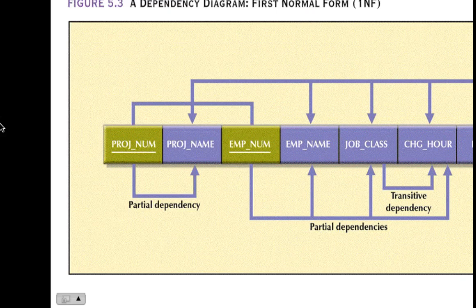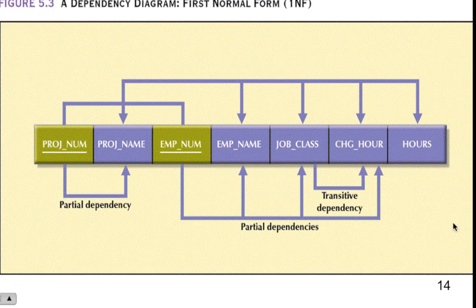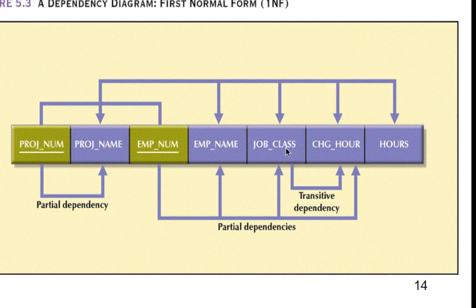We also have partial dependency going this way, the number of hours charged, the job class, the employee name, and the employee number. Because what we could have is different job classes associated with them; the employee name and the employee number are probably going to be consistent, perhaps. We have transitive dependencies with job class and charge per hour. We get the job class from charge per hour and vice versa, and we're depending upon the job class to give us the charge per hour with an assumption that it's not going to change, that each one of the job classes has the same charge per hour.